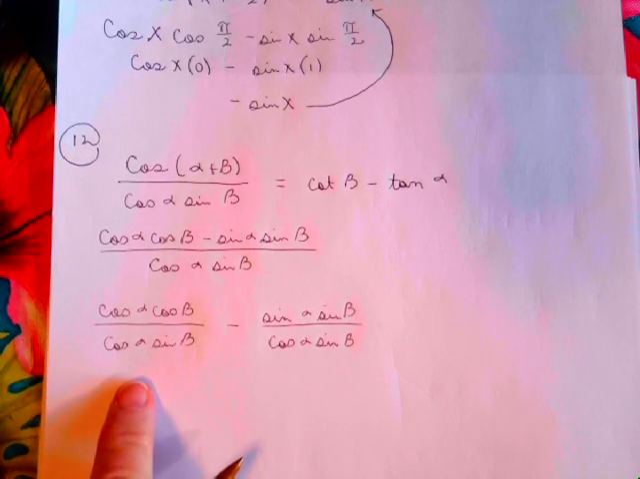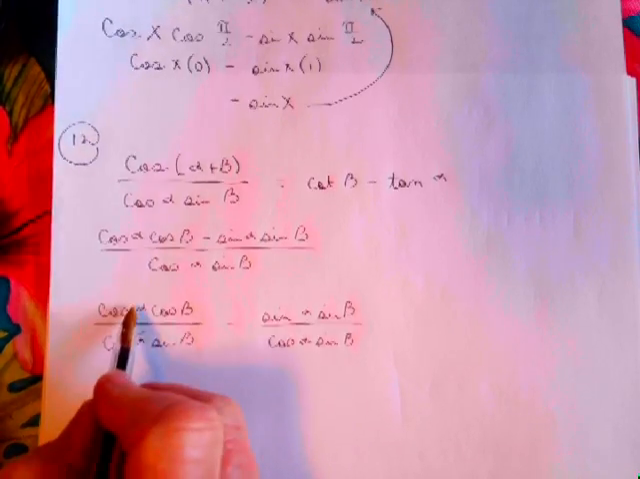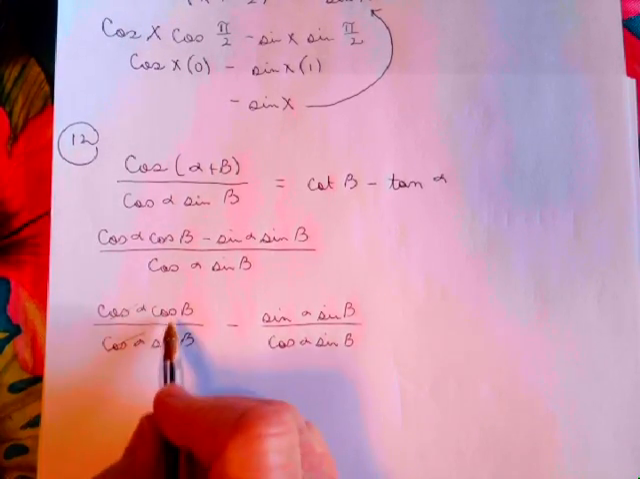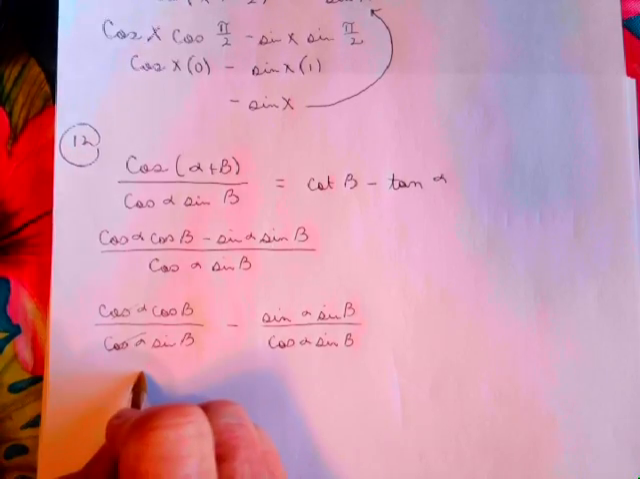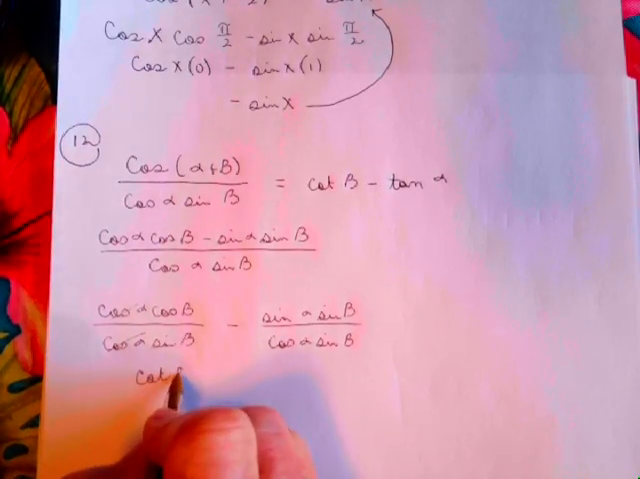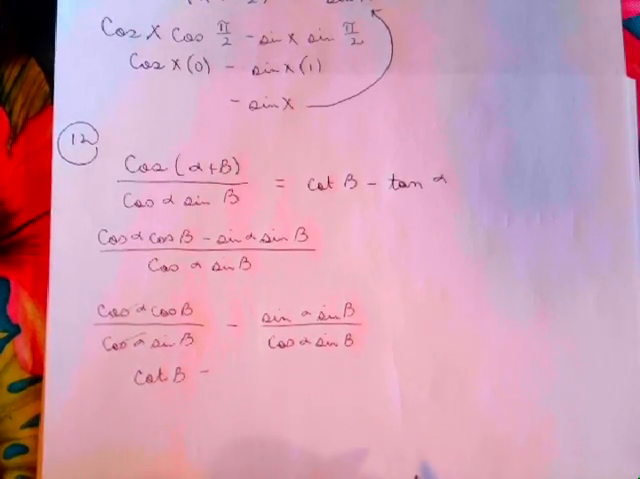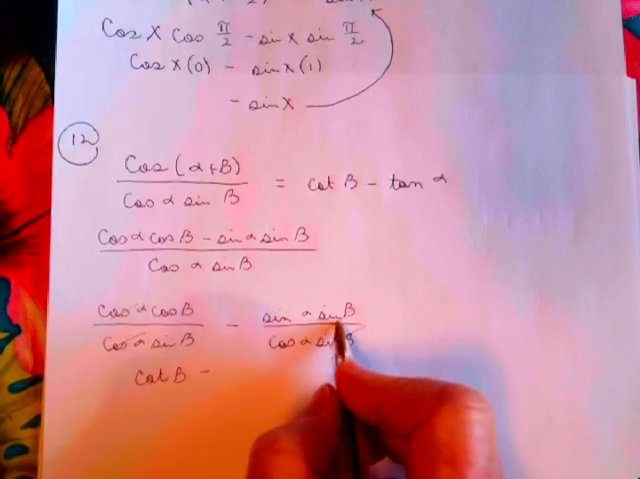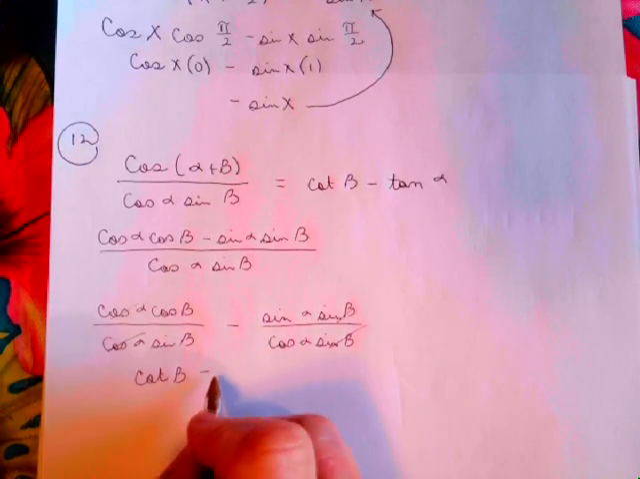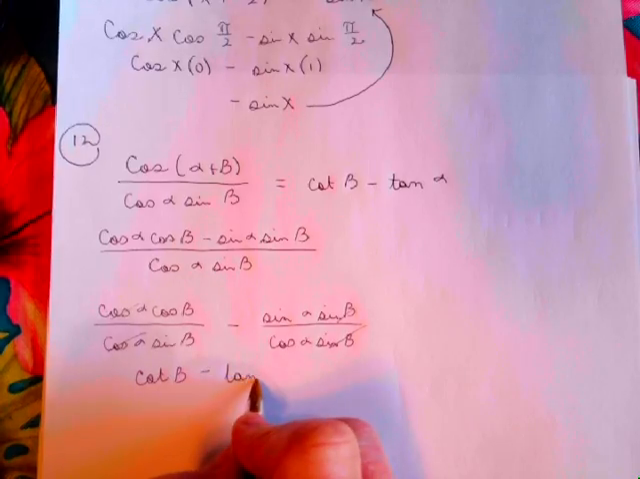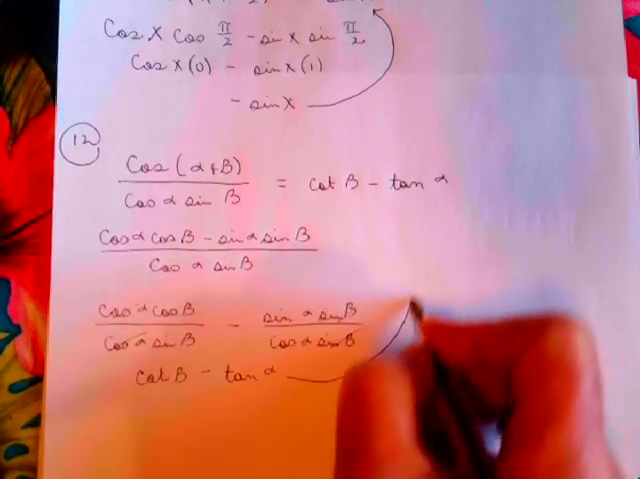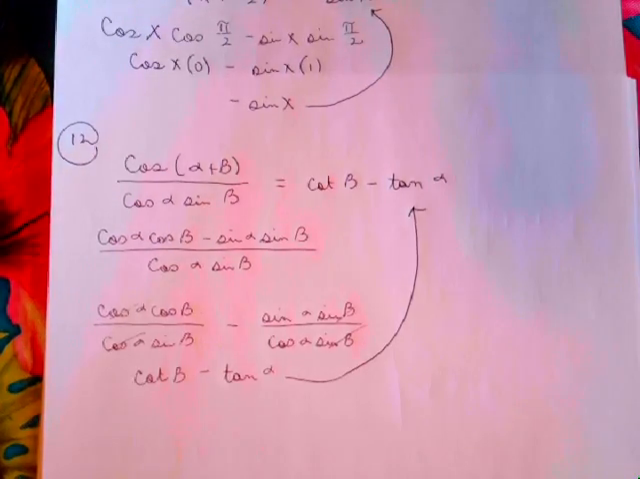Now, what cancels? Cosine of alpha. What's cosine over sine? Cotangent. What cancels over here? Sine and sine. What's sine over cosine? Tangent. And there it is, the answer I was looking for.